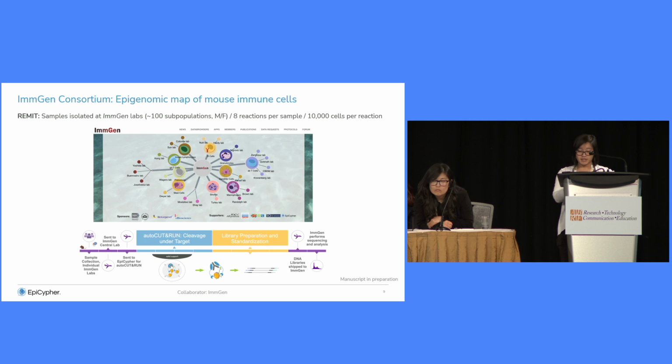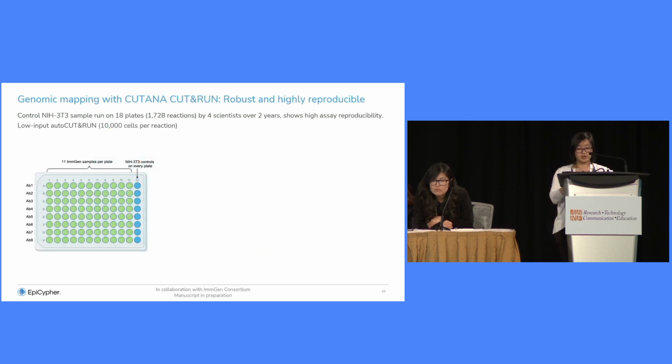So samples were collected at Amgen, individual Amgen labs organized at a central lab, and then sent to EpiCypher for AutoCut and Run and library prep. So with such low input, we had to devise an additional way to control the experiment, since we were unable to assess the sample quality beforehand.